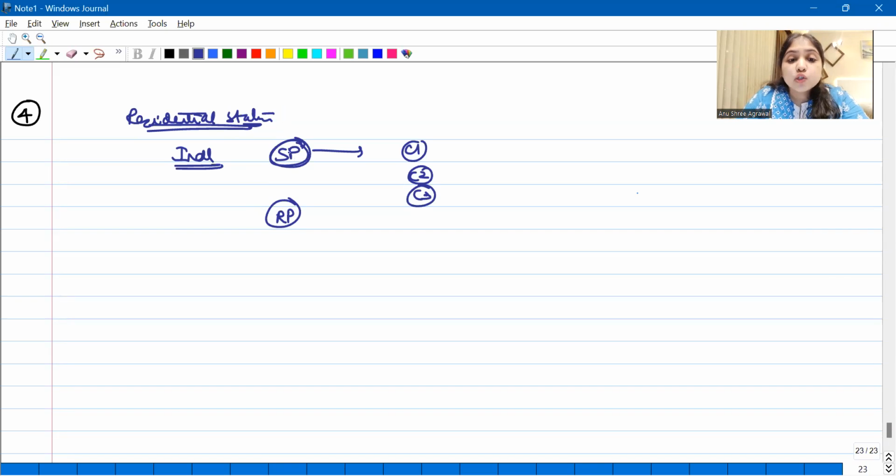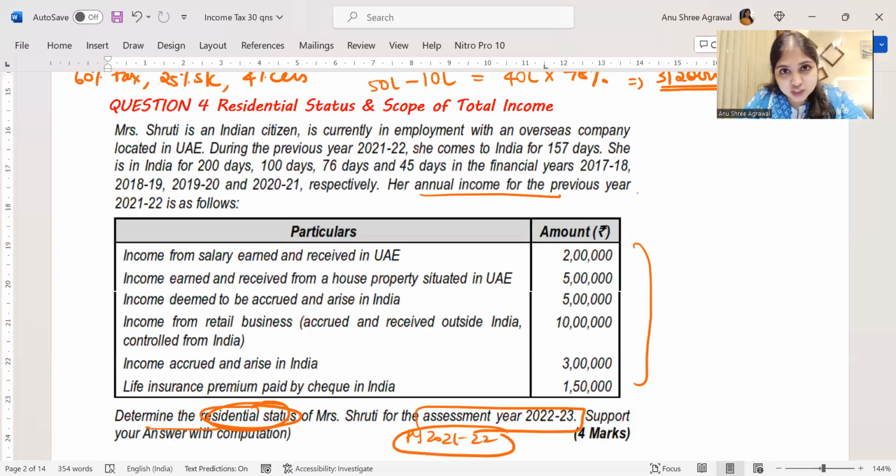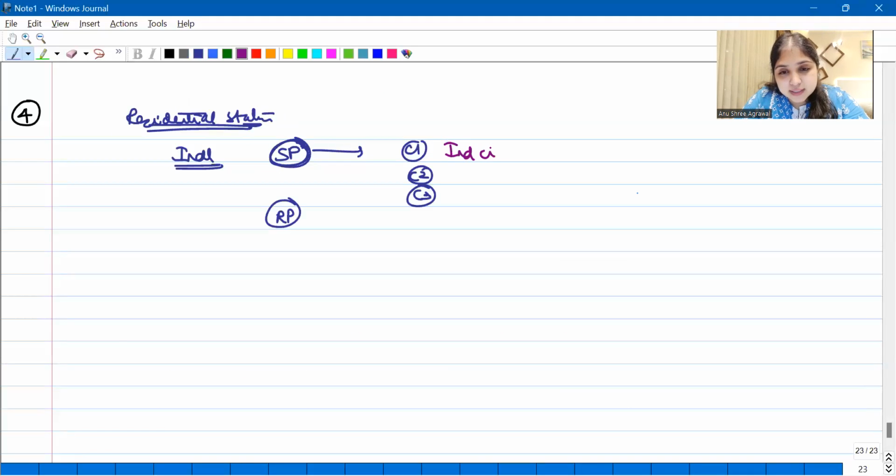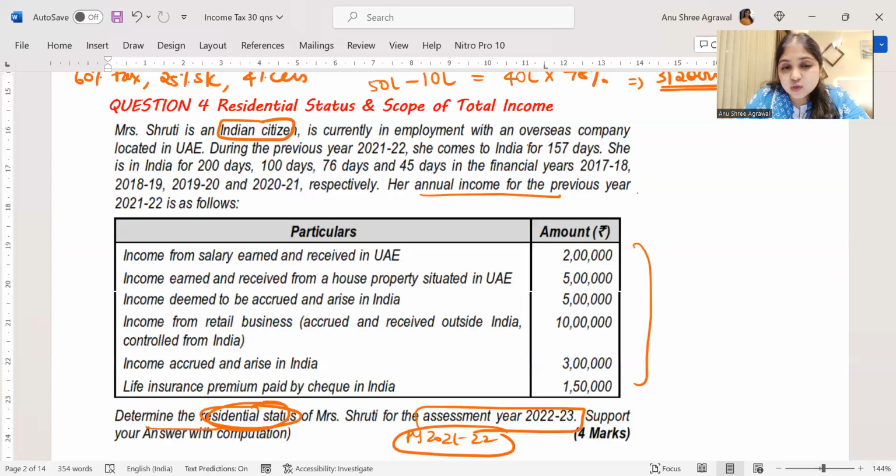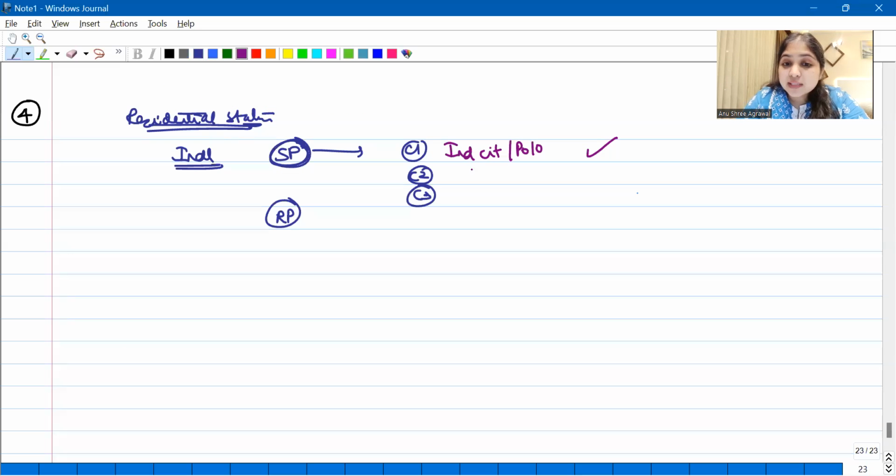That's all. Okay. So if you want to follow the special provision, you have to fulfill 3 conditions. What is the first condition? Tell me. Assessee has to be an Indian citizen or the assessee has to be a person of Indian origin. Is my assessee an Indian citizen or a person of Indian origin? Yes. Second condition.